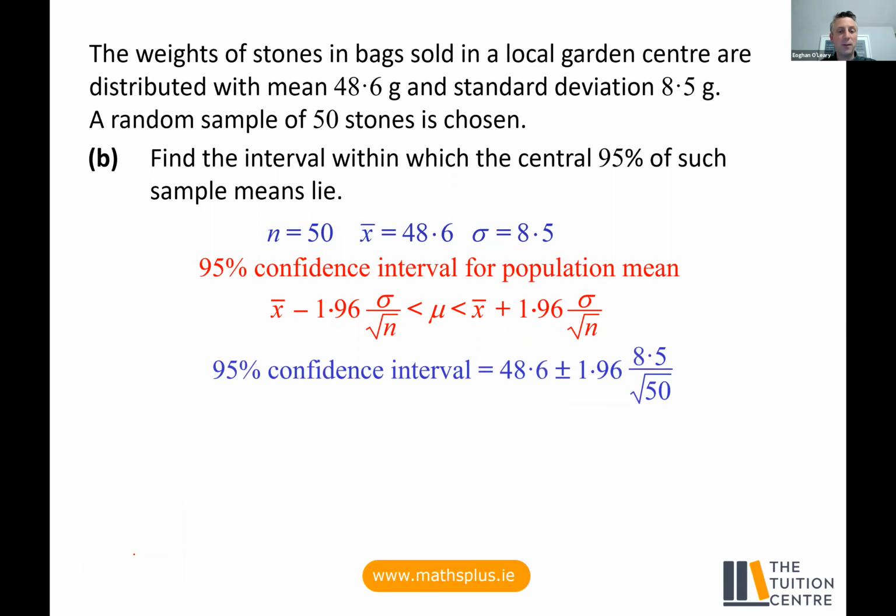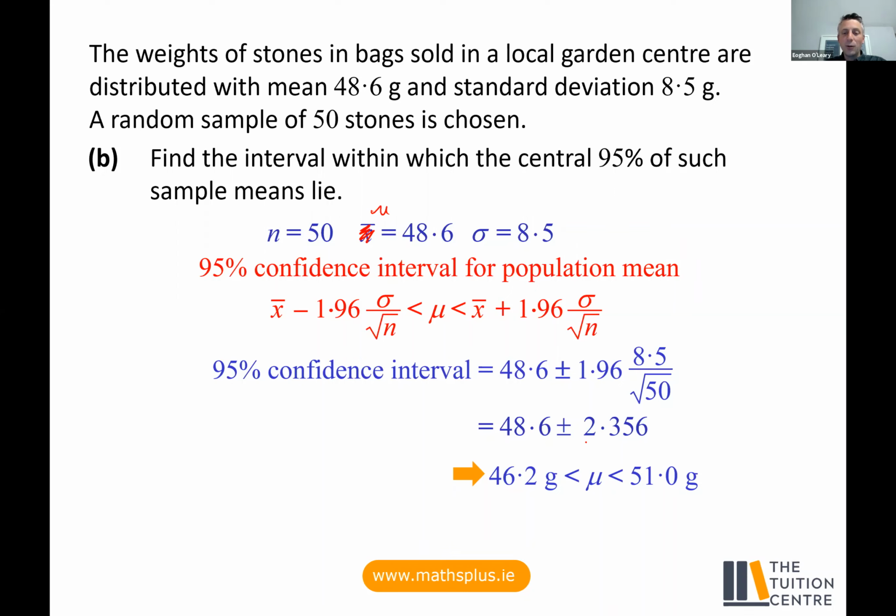We can say the following: the 95% confidence interval is the mu, which is the 48.6, plus or minus 1.96 times 8.5 over root 50, which is 48.6 plus or minus 2.356. And so here we have it. We're saying that the 95% confidence interval that would contain 95% of all of the sample means would be between 46.2 grams and 51.0 grams. Okay.